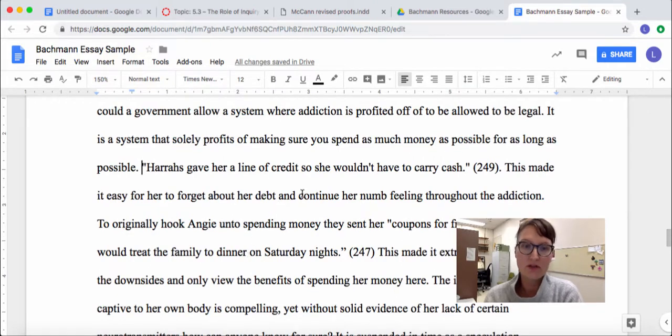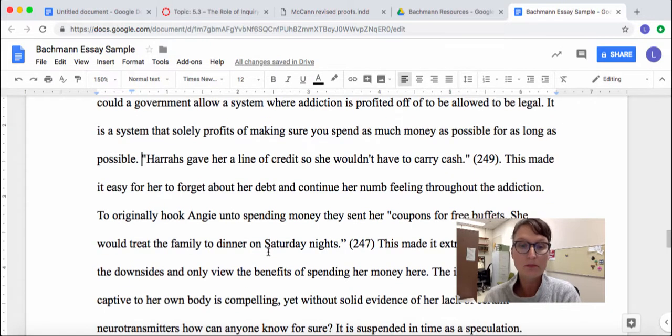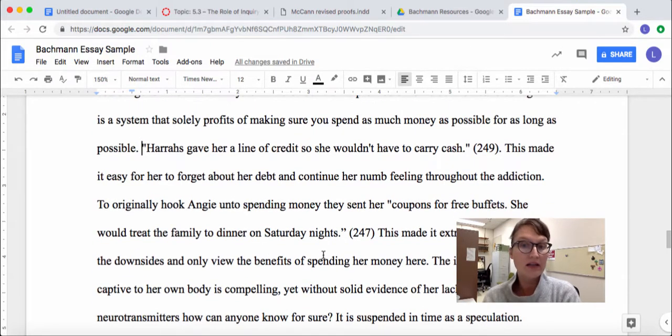"This made it easier for her to forget about her debt and continue her numb feeling throughout the addiction. To originally hook Angie into spending money, they sent her coupons for free buffets. She would treat the family to dinner on Saturday nights. This made it extremely easy to ignore the downsides and only view the benefits of spending her money here." And all of that, I think, is great evidence, but it's about the casinos and their manipulative strategies, okay? It's not about the government.